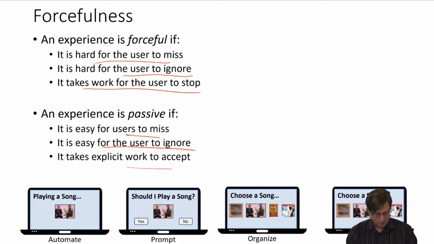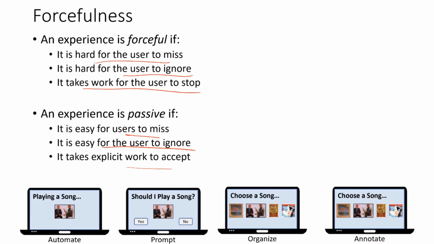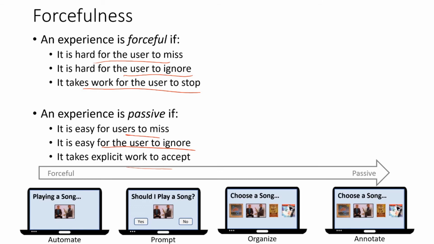So if you look at those 4 things that I showed at the beginning, the spectrum from automate, prompt, organize to annotate, in general, you could say that they get more forceful as you go from right to left, but the arrows are, so they're more passive as you go from left to right, where the machine just doing something is pretty darn forceful. You might notice it happen. You'll probably notice it happen, but you'd have to go find some button to stop it.